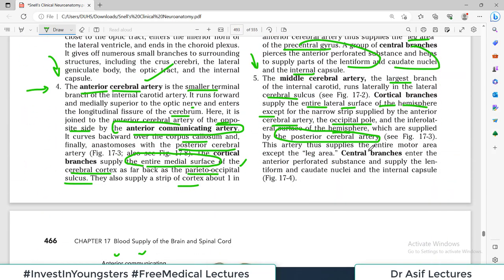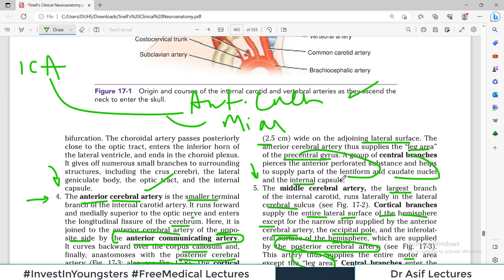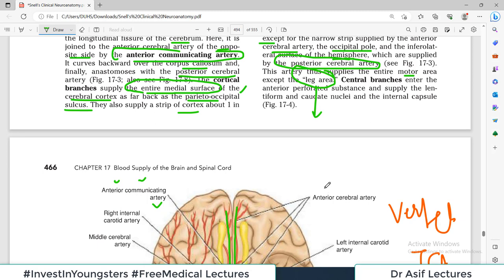This artery thus supplies the entire motor area. Puri body ka motor area sara isi se supply ho raha, except for the leg area, because leg area is present in that initial baat jo humne ki thi, precentral gyrus jo lateral side pe upper 1 inch ki strip thi, the leg area is supplied by the anterior cerebral and not the middle cerebral. Okay, then it also supplies branches to caudate nuclei, lentiform nuclei, as well as internal capsule.